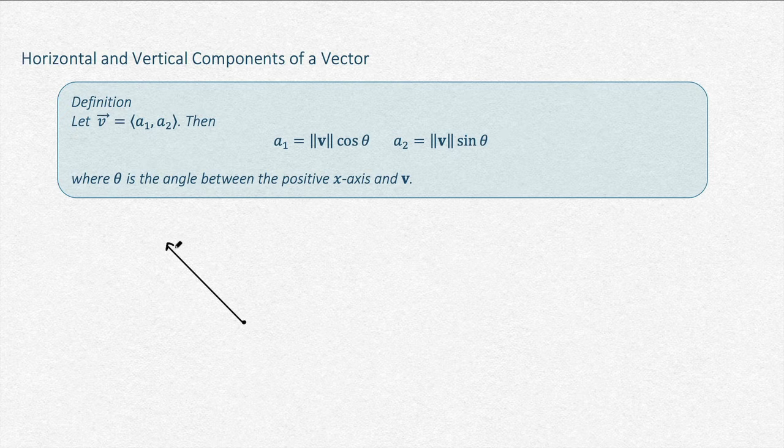And the vector v, of course, is determined by an angle measured from the positive x-axis. We'll call that theta. And then, of course, its magnitude, the magnitude of v. So this here is our vector v, its magnitude, and this angle.